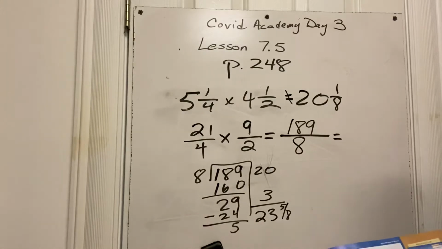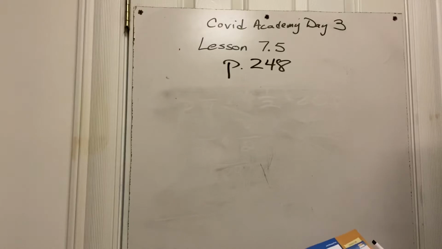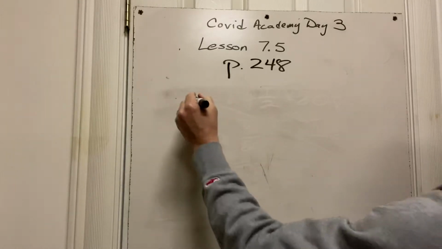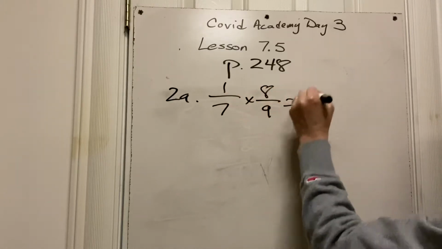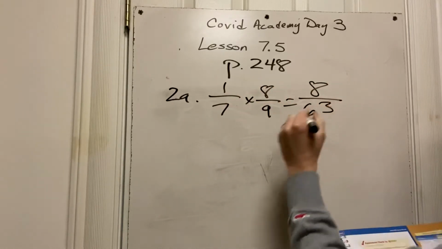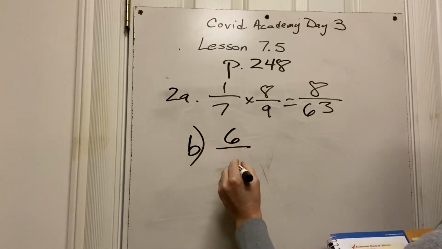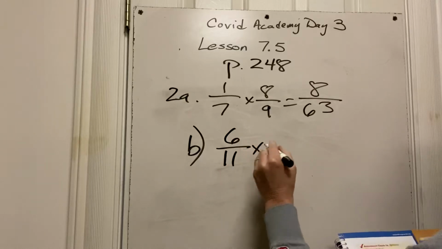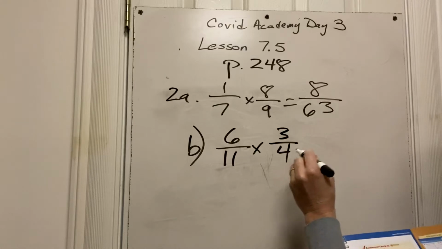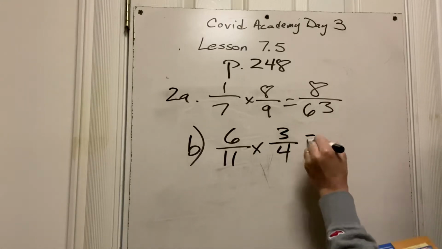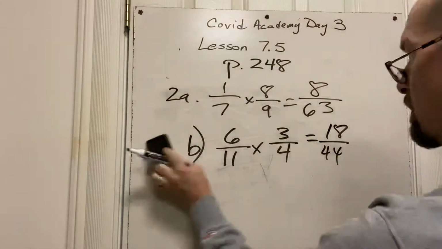Now let's go to number 2, where they gave you a significantly easier problem. So 1/7 times 8/9. We're on 2A. 1/7 times 8/9 equals 8/63. Next, B. I want to go fast because I wouldn't want you to have to watch through this and be bored. 6/11 times 3/4. Good. 18/44. Bam. There's number 2. Let's go to number 3.